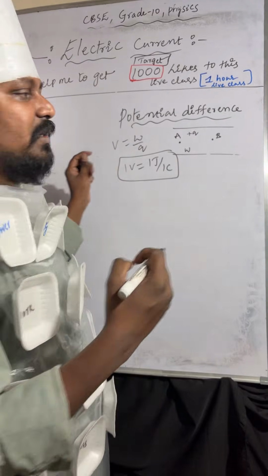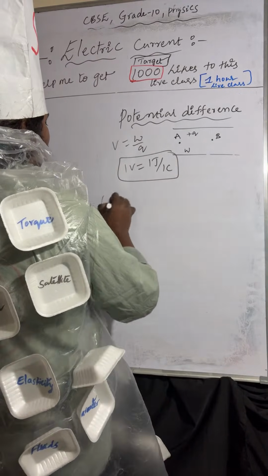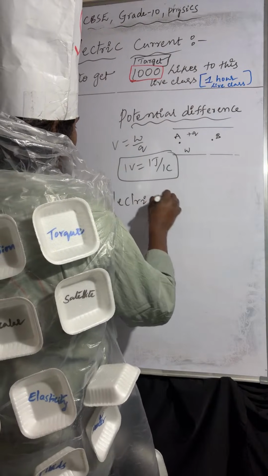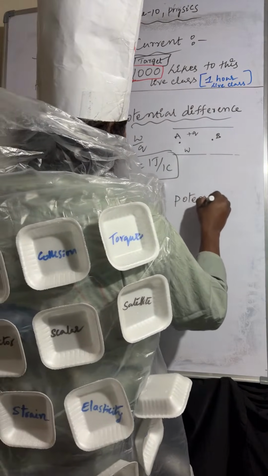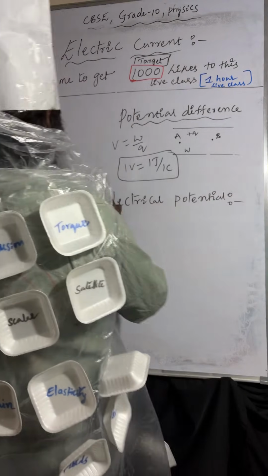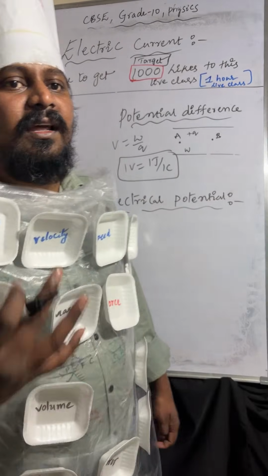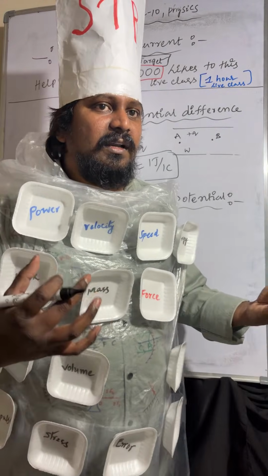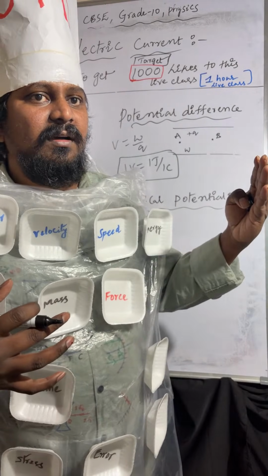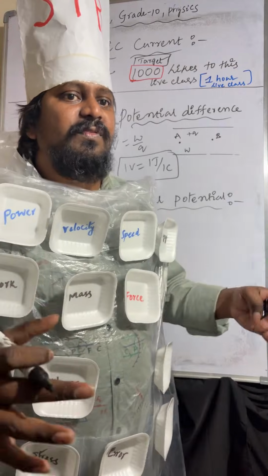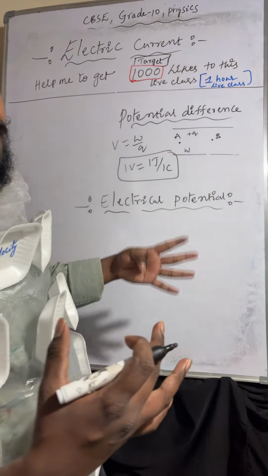Okay, so next one we can go for electrical potential. Electrical potential is nothing but work done to bring unit positive charge from infinity to the required field. So work done to bring unit positive charge from infinity to the required field is called electrical potential.